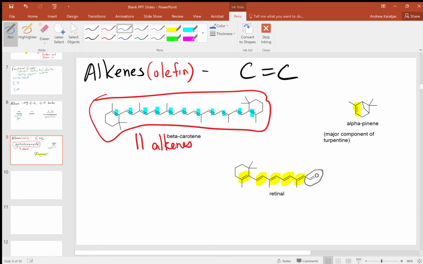Anytime we have a molecule that has this pattern of repeating double bond, single bond, double bond, single bond, if we start putting enough of those together, then that's where we start to get much more colorful compounds. Otherwise, a lot of our organic compounds are just white solids or colorless liquids.